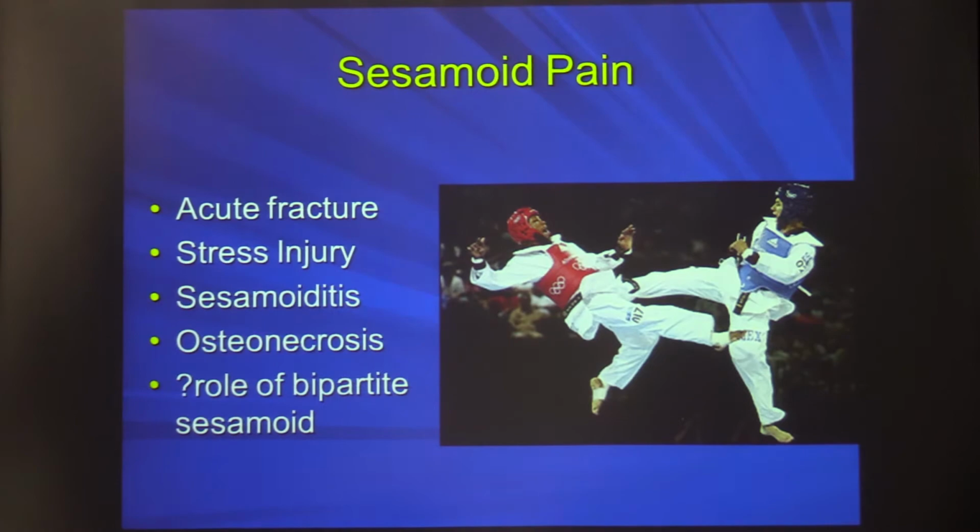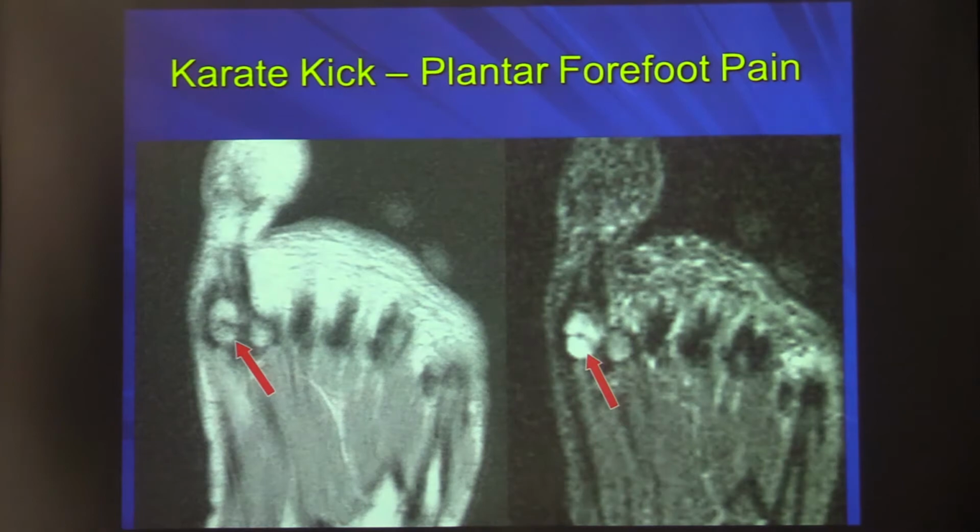Now, we can think of sesamoid injury in the setting of acute fracture. Stress injury can occur. We have a grab bag term called sesamoiditis, or irritation of the sesamoid, probably due to repetitive trauma without obvious fracture. We can have osteonecrosis of the sesamoid, and probably the most difficult thing we struggle with is the role of a bipartite sesamoid. Is a bipartite sesamoid more prone to trauma? And I think that's not something I can answer, but there are varying foot and ankle surgeons who have different opinions on this. Now, what I'll be speaking about with regard to turf toe injury is another aspect of sesamoid injury, but I'll come to that in a moment.